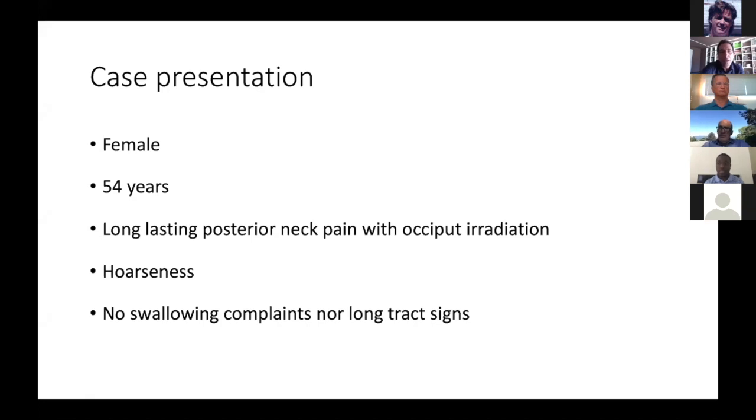Okay, as I was saying, first of all, thank you for this opportunity to learn from you. This is a beautiful case from Dr. Oscar's archive, a 54 years old female with a long history of posterior neck pain that irradiated to the occiput and a progressive history of hoarseness. She had no swallowing complaints or other neurological deficits.